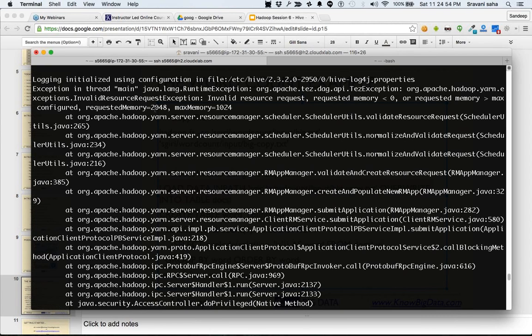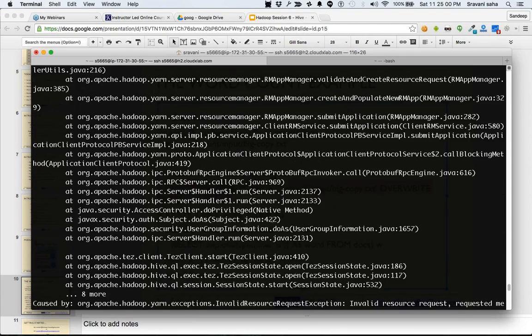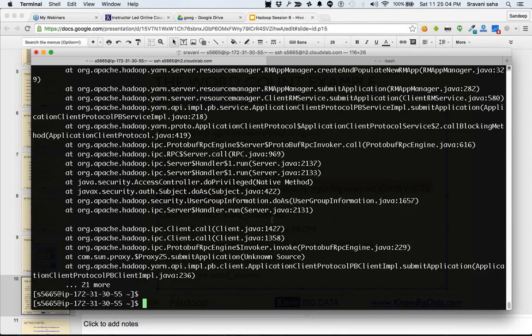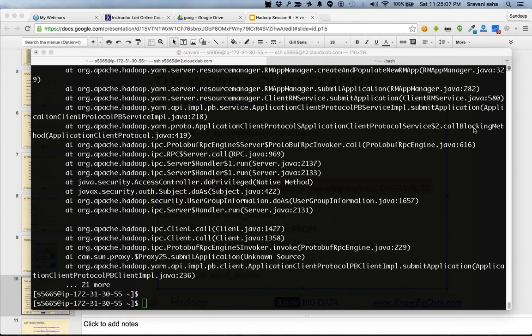It says that we are requesting 2048 memory while the max memory is 1024. Let me check it, because we were just tuning our cluster and I think we have reduced the memory size.